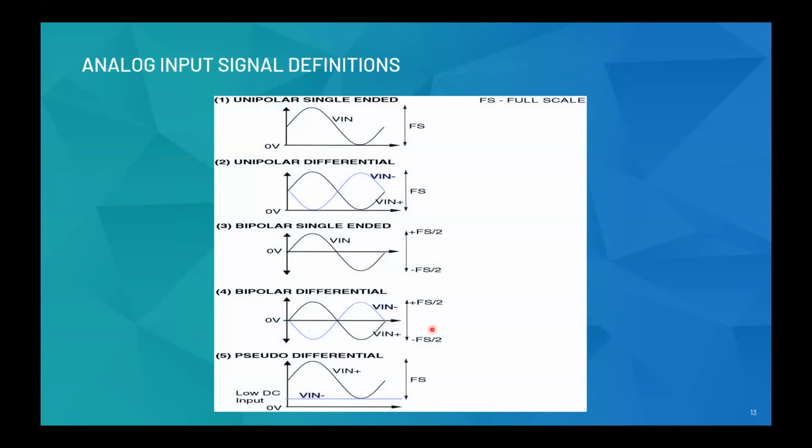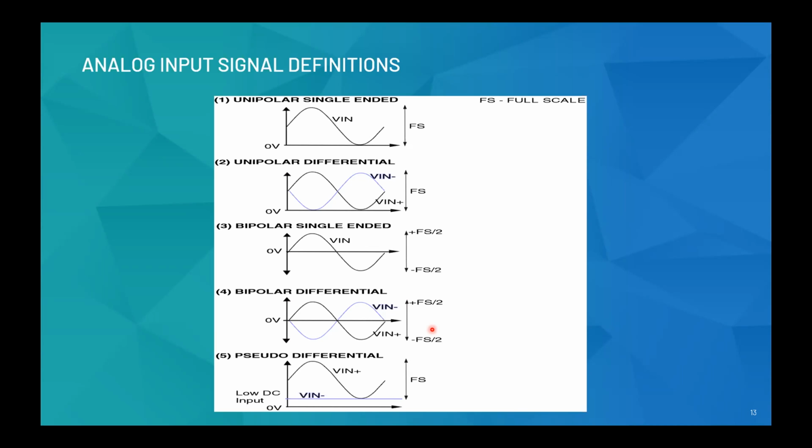Before we move on to the specifications, I thought it would be good to touch upon different types of analog input signal definitions which are fed to the ADC, right? The first one over here is a unipolar single-ended signal. Basically, this means that it will never go negative, right? It will always be positive above zero, and it will be limited to the span of 0 volt to plus full scale.